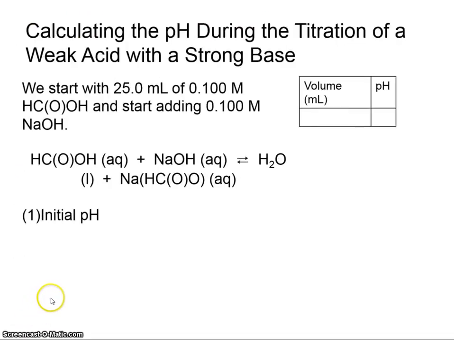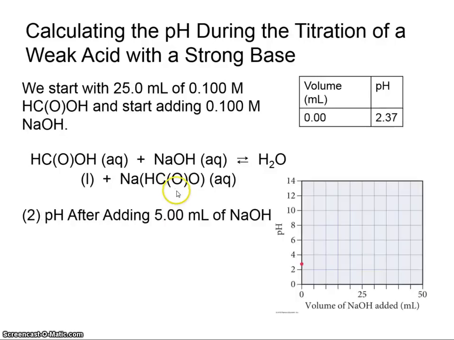And we can do the same sort of plotting out the individual points on a titration curve, like we did with the strong acid, strong base titration. But now we're going to do a weak acid with a strong base. So we're going to start with 25 milliliters of 0.1 molar, looks like formic acid, and we're going to add 0.1 molar sodium hydroxide. So at the initial pH, what kind of problem do I have?